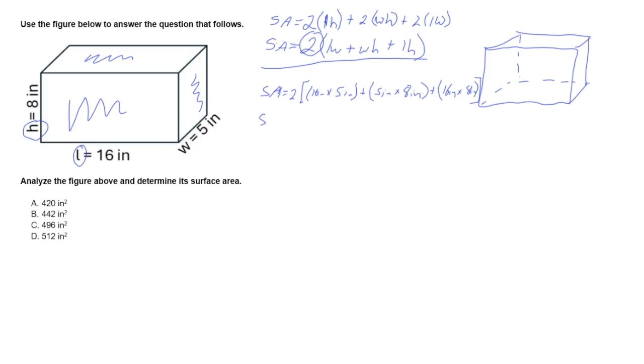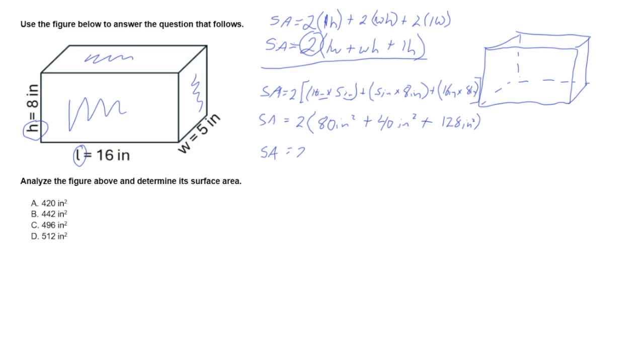So now we just work through our math. Surface area equals 2 times, so 16 times 5 is 80 inches squared, because that's inches times inches, so we're now in inches squared, plus 5 times 8 is 40 inches squared, plus 16 times 8 is 128 inches squared.